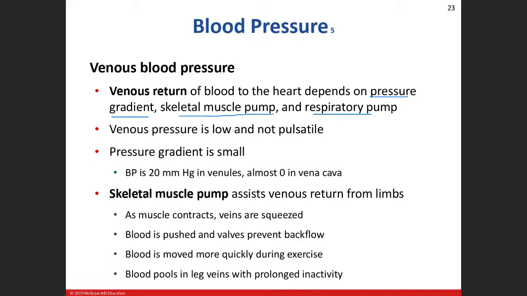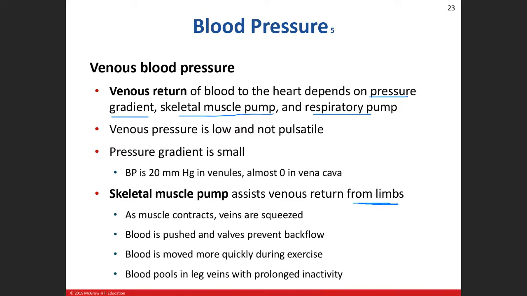Okay? So let's start off with the skeletal muscle pump. Easy. All right, veins have valves. Arteries do not. Okay, so the skeletal muscle pump is going to help get blood from our extremities to the heart. Mainly, this is more of a bigger deal with the lower extremities. But as the skeletal muscle contracts, it's going to squeeze on the blood vessel, on the vein.